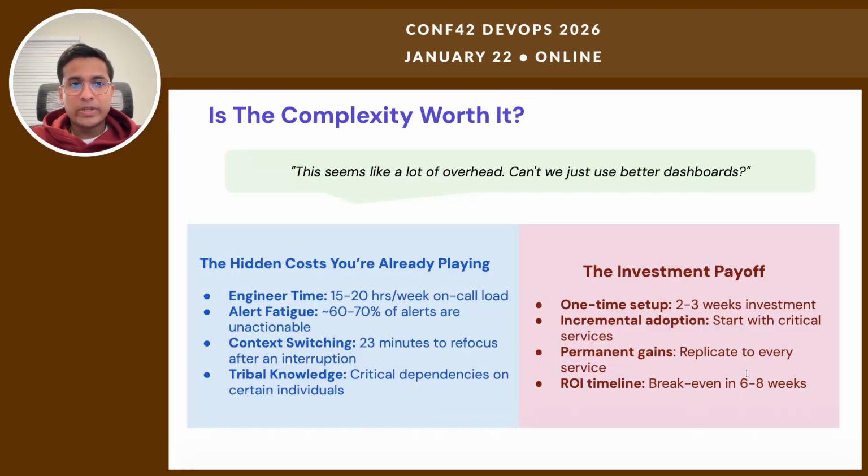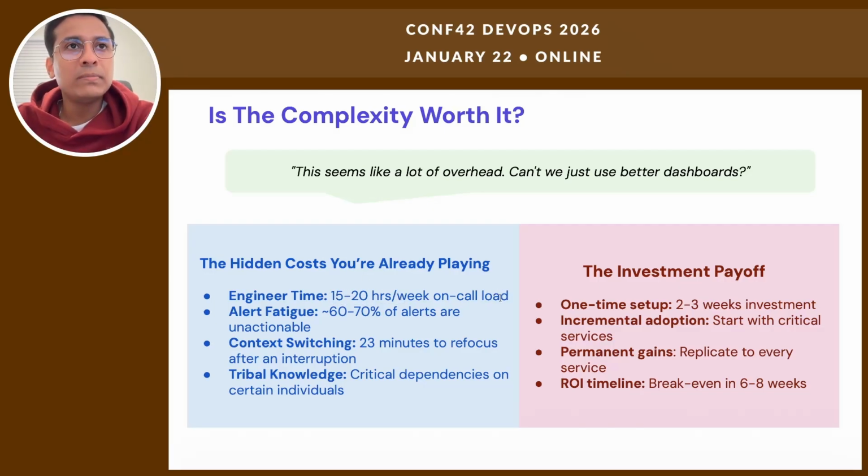So I think the question that was raised was, this seems like a lot of overhead. That would come to your mind as well, but it came to our mind too when we were making the decision. Is the complexity worth the effort that we are spending? So let's compare two scenarios. What are the hidden costs that you are already paying?